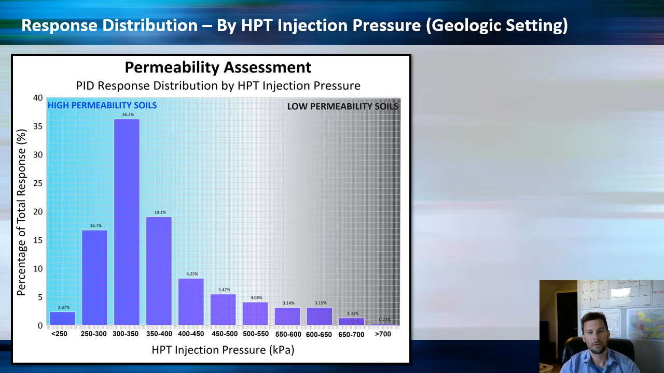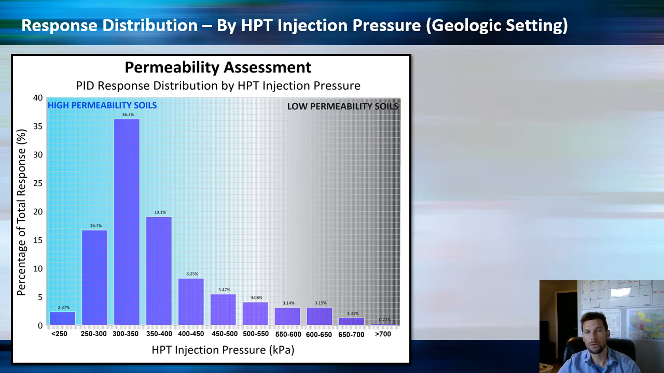What I've done here is I've binned the injection pressure into 50 kilopascal ranges, and then on the left, on the y-axis, is the percentage of total response. If you add up all of these percentages, you'll get 100%. So we could actually see that the vast majority of the contamination is in those highly permeable soils with the lower injection pressures. We can see though that there is some in those lower permeability soils, those clays and those gray areas.